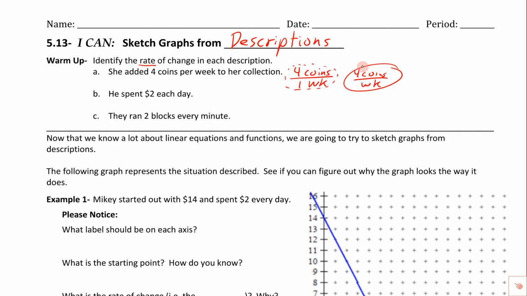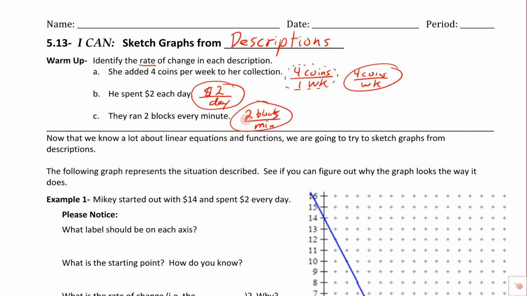Okay, and then the next one, $2 each day. So we're going to do $2 on the top and a day on the bottom. I'm not going to bother writing the 1 on there. And then they ran 2 blocks every minute. So this would be 2 blocks every minute. Okay. So that's what that one would look like.